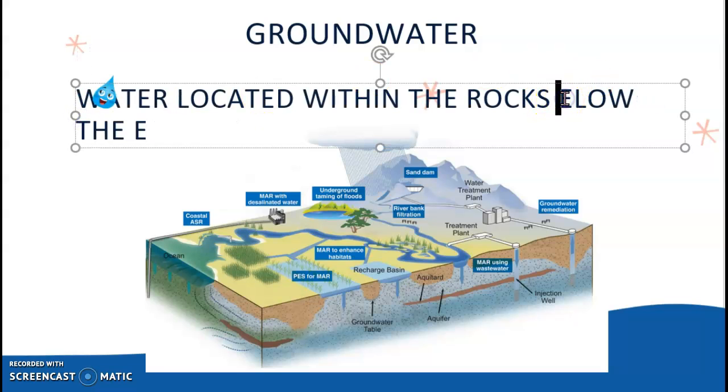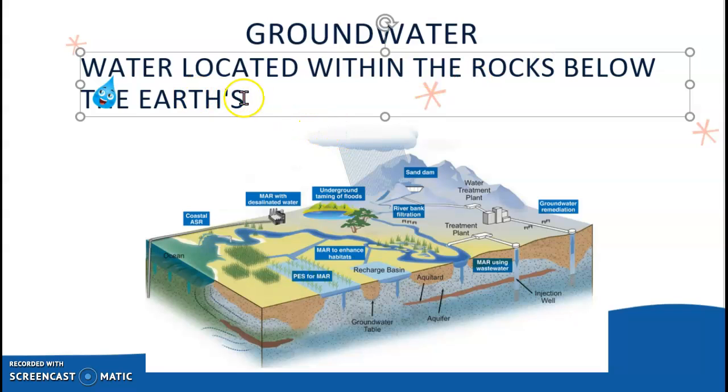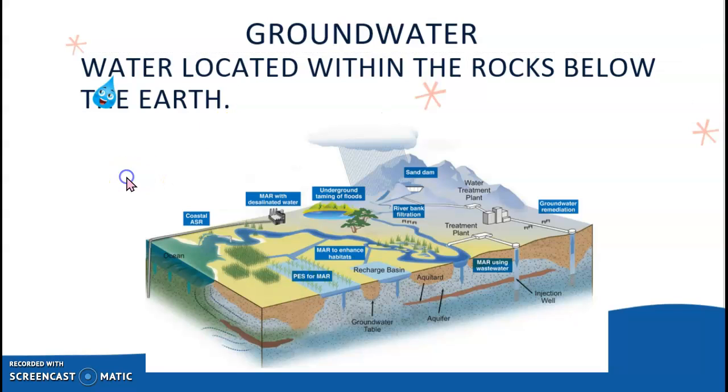Below the earth. Once that happens, we call it groundwater, below the earth. When this water seeps through the soil and finds its way down underneath the soil, then that is what we mean by groundwater. So I want you to remember all these terms so that you will find it easier to understand as we discuss the water cycle.